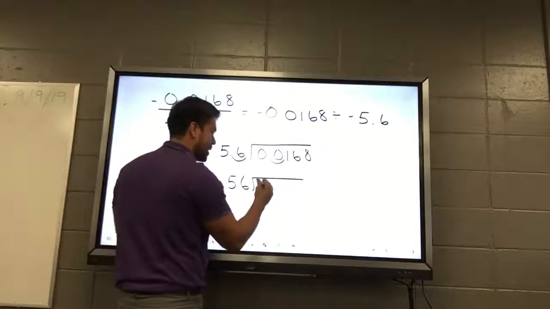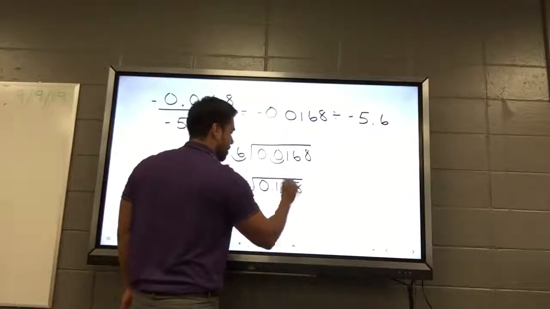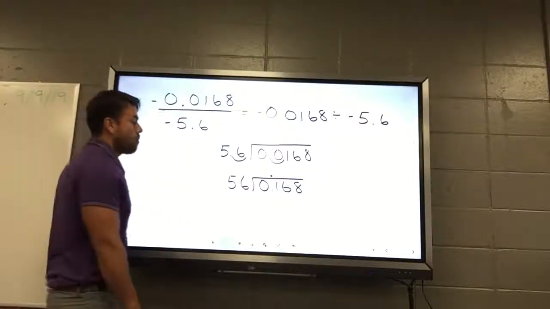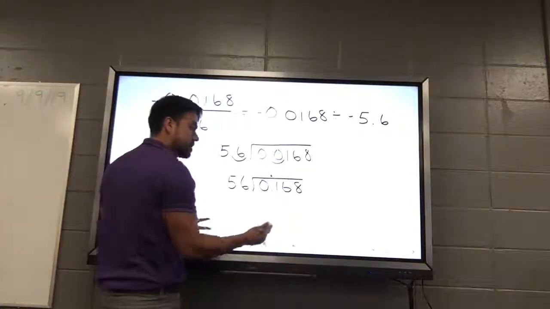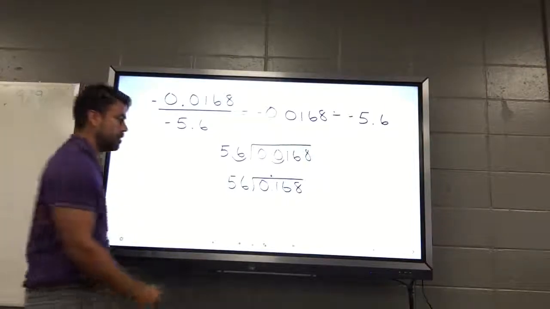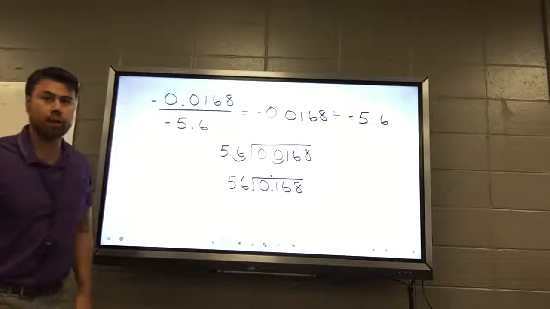You can erase, but I want to show you my steps. Bring the decimal point up. Why are there only ones? Because you could have put 0.168, which is technically right, but you really only need one before the decimal point. Do you need any zero? You don't have to have it. So it could just be 0.168.